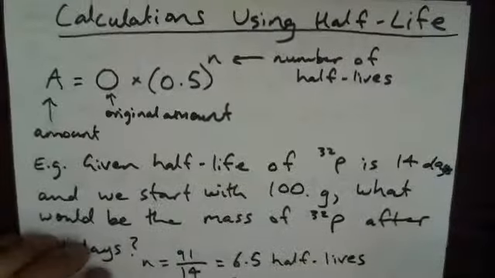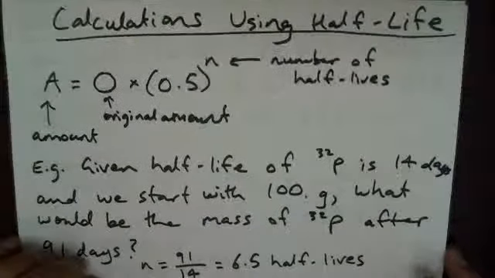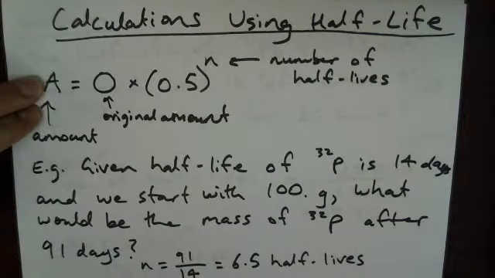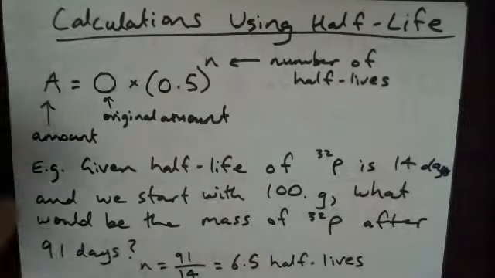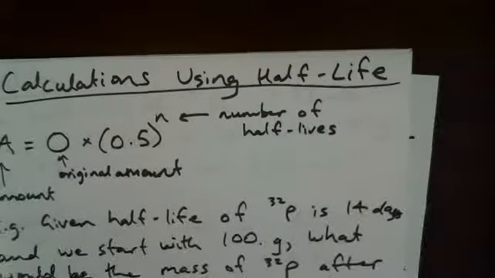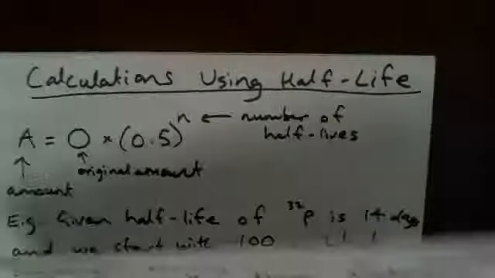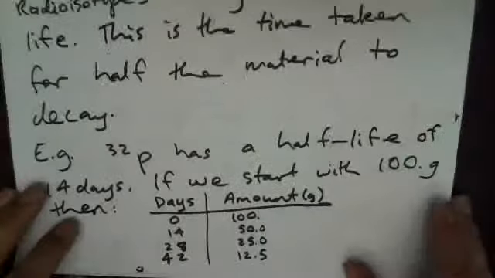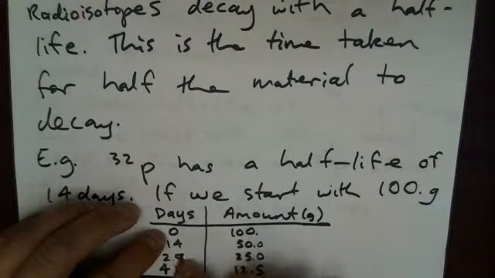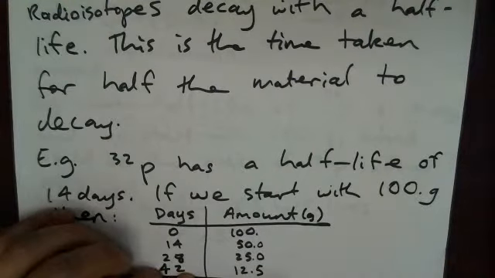So say I want to know the amount of material, going back to our example with phosphorus-32, that I would have after our 42 days. I'd have to work out the number of half-lives that have passed, and I do that by looking at my table. After 42 days, 1, 2, 3 half-lives have passed.